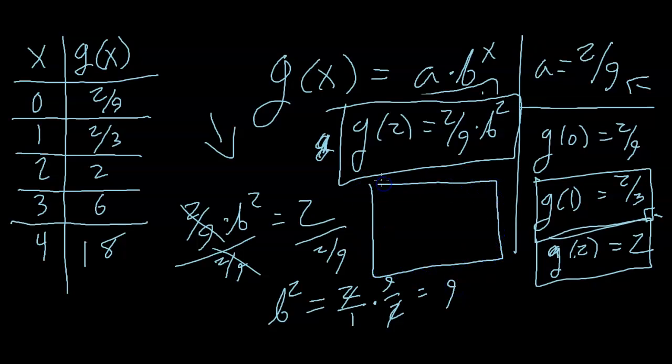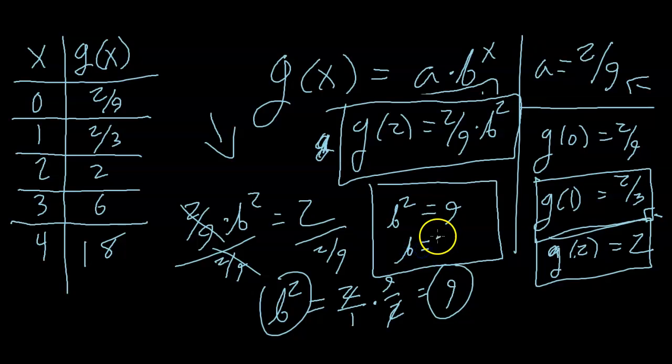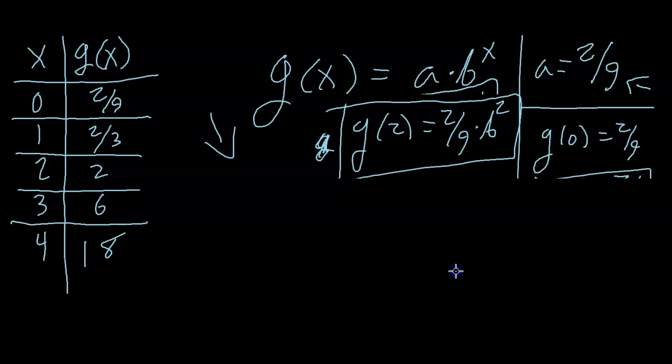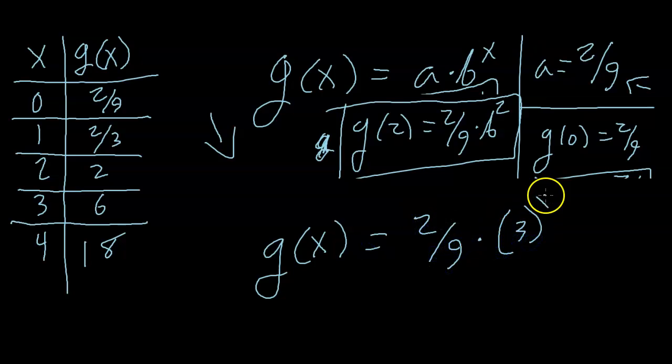Let me make some space here. This means that b squared equals 9, right? Okay, if we take the square root of both sides, b is going to equal positive 3, right? And isn't that just what we got beforehand? It is. So we can be even extra confident that in this case, b is equal to positive 3. All right, so now we know that a is equal to 2 over 9. We know that b is equal to positive 3. So we know that g of x is equal to 2/9 times 3 to the x power.